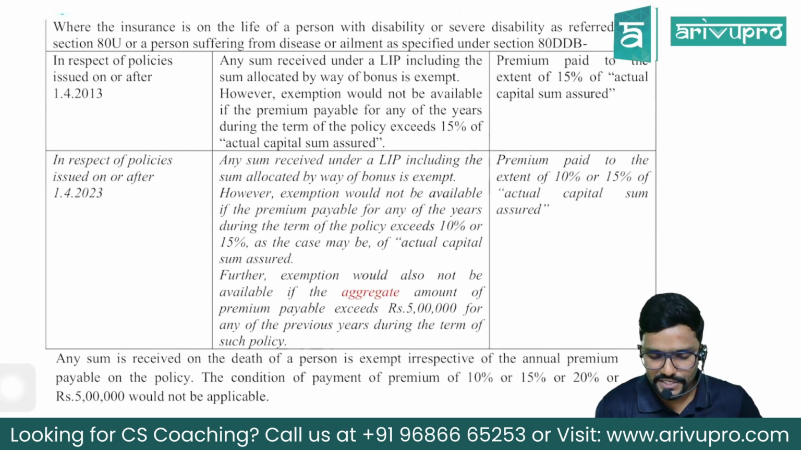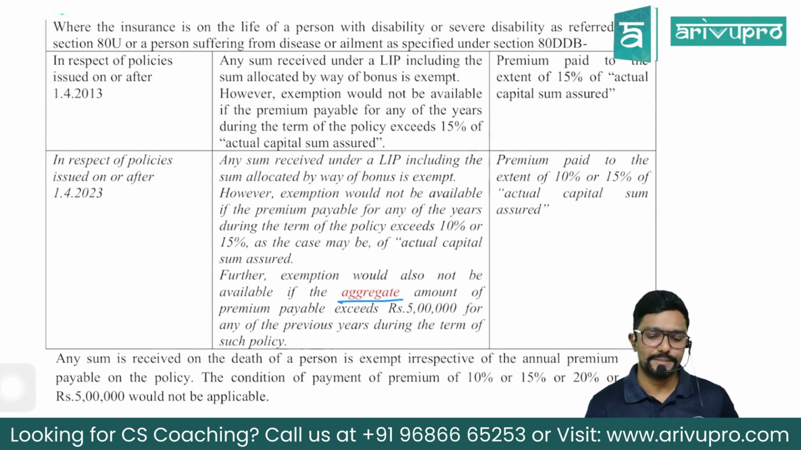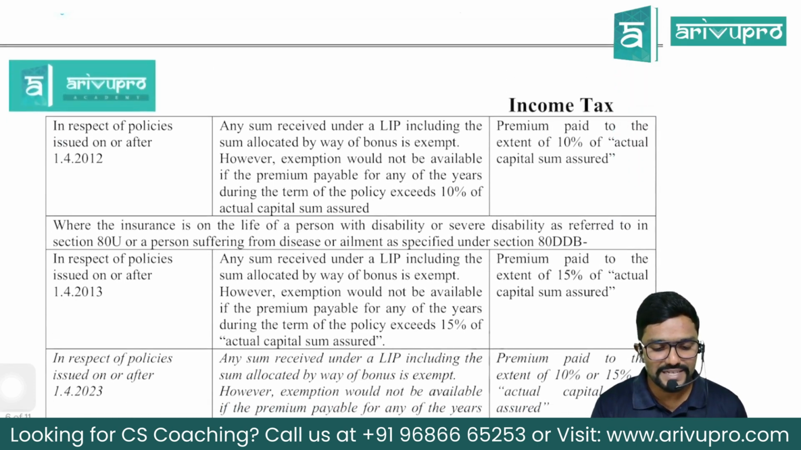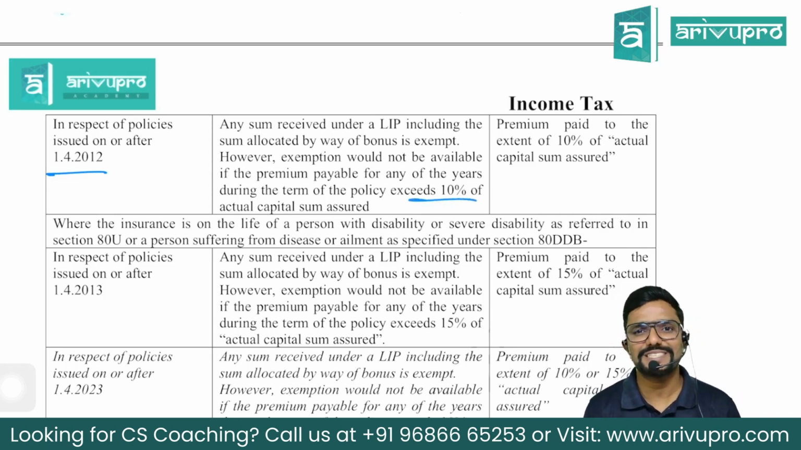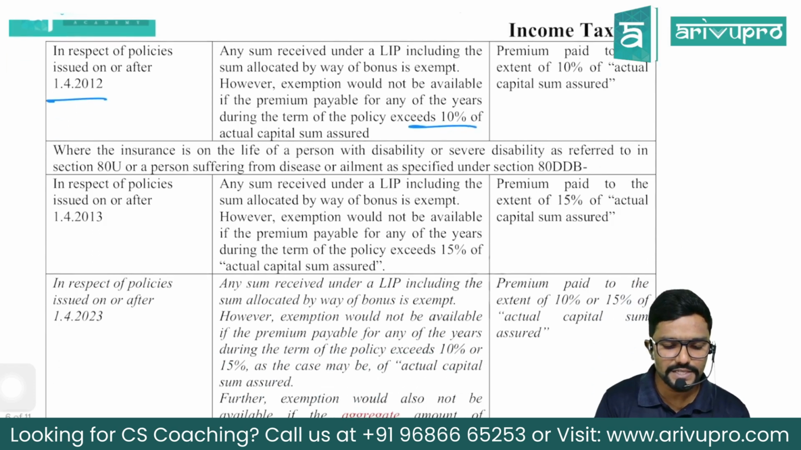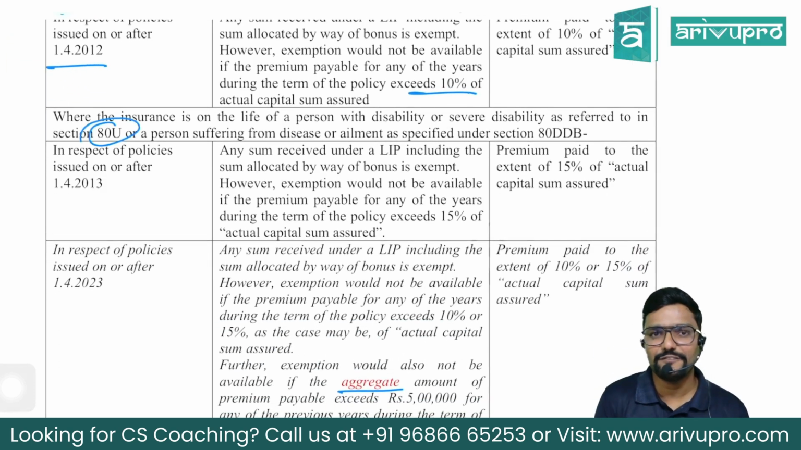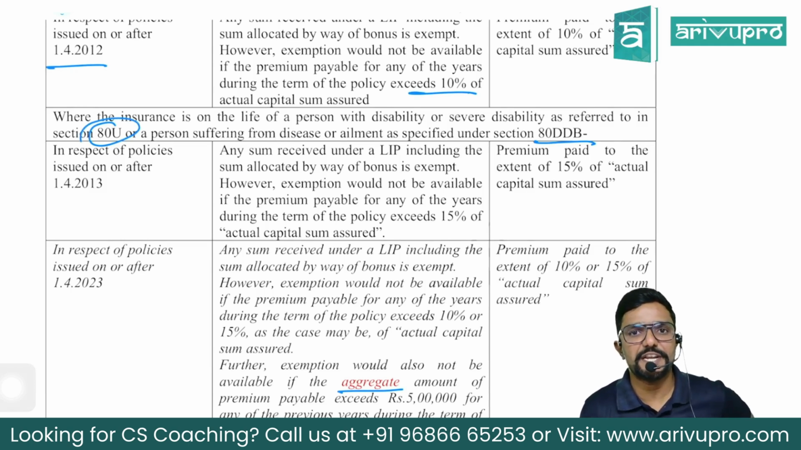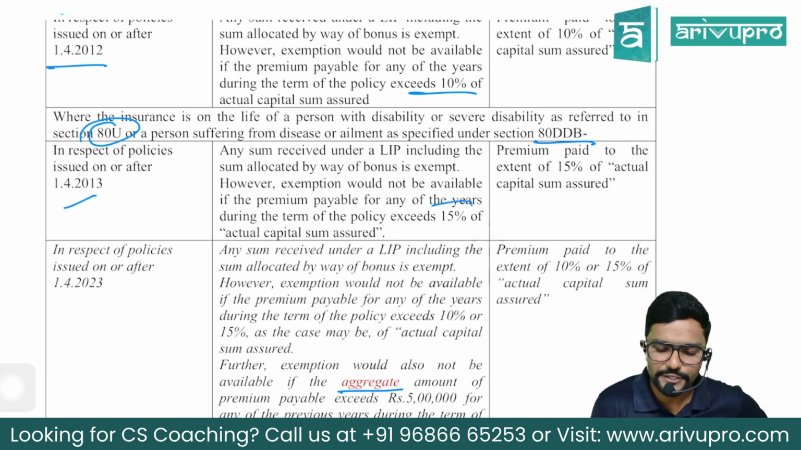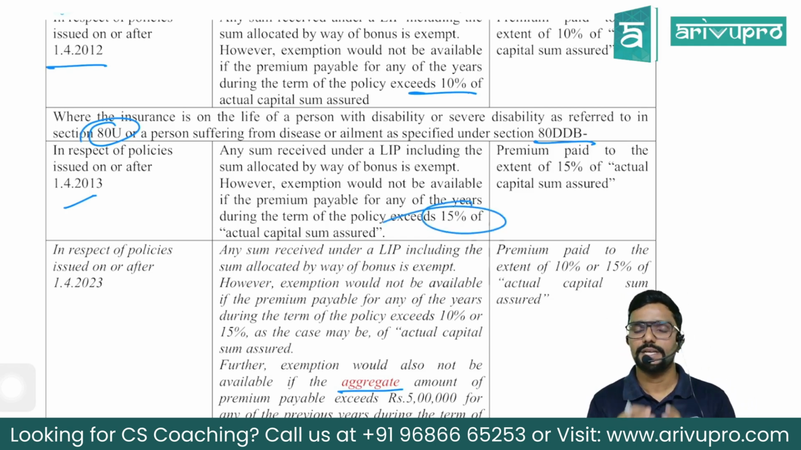One small change here is that they have now told aggregate: if the aggregate amount of premium payable. See, if the policy is purchased on or after 1st April 2012, the maximum premium you can pay per year for a policy is 10% of the sum assured. If the policy is taken in the name of a person who is disabled, that is the assessee himself, or is suffering from a specified disease as per section 80DDB, and if the policy is taken on or after 1st April 2013, then they have increased it to 15% instead of 10%. If not, in all other cases, it would be 10%.